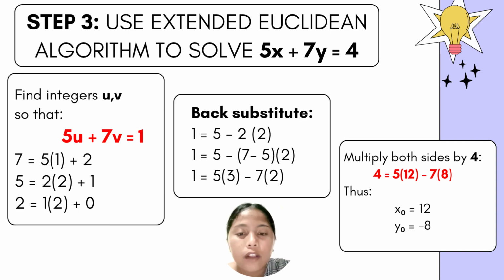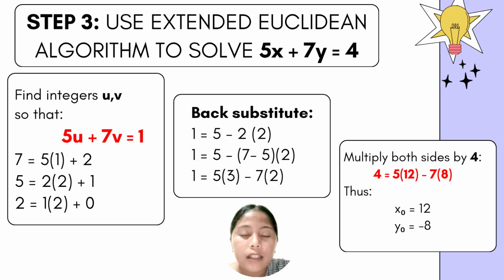Then we have 1 is equal to 5 times 3 is 15. And then 7 minus 7 times 2 is 14. 15 minus 14, if we subtract, is equal to 1. And then we need to multiply both sides by 4 on the right hand side of the equation. So we have 4 is equal to 5 times 12, because 3 times 4 is equal to 12. Then the 7, which is 2 times 4, is equal to 8.